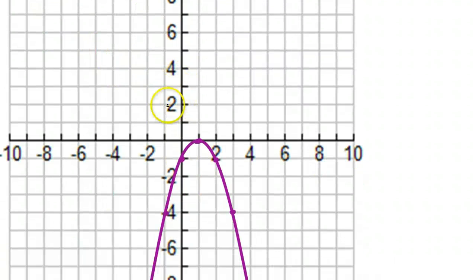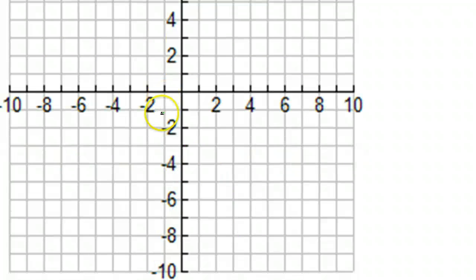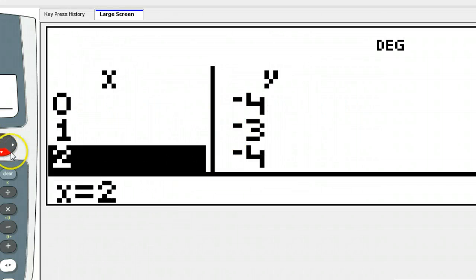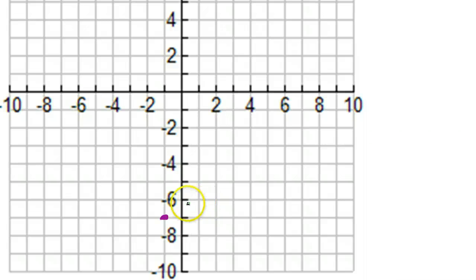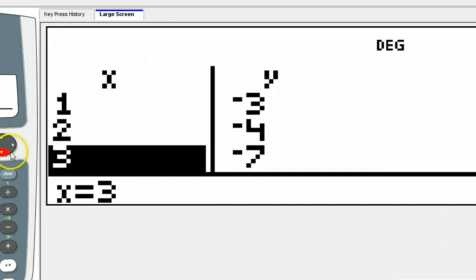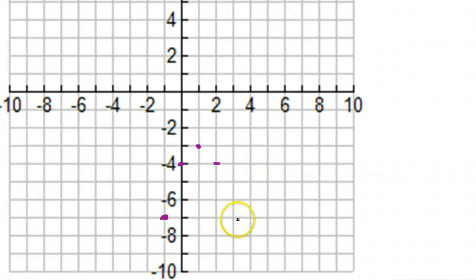Okay, so -1, -7 is right here, and then we have -4, -3, -4. So -4, -3, -4. I think I see what's happening here. So now I have 3, -7. And I think these are the only 5 points that actually fit.